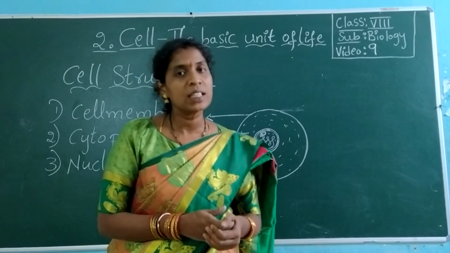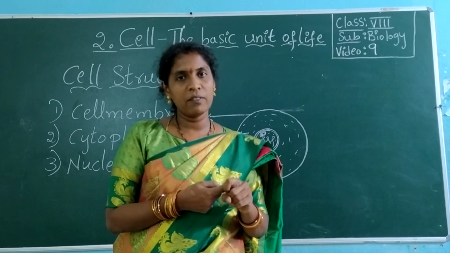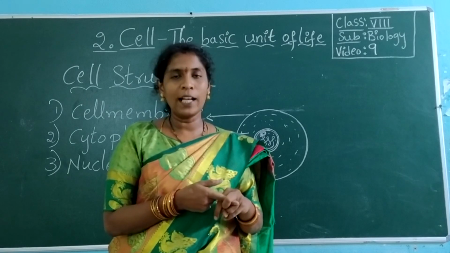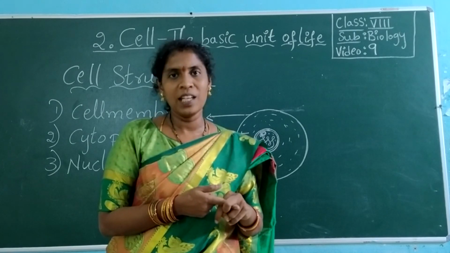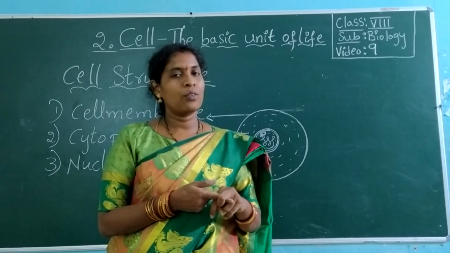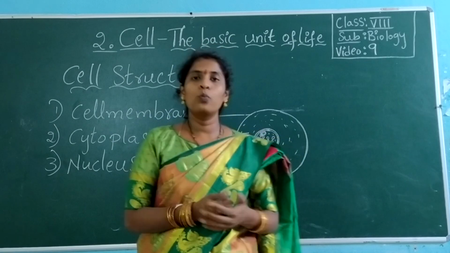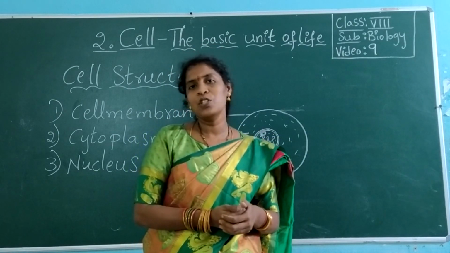So what did we learn today? We learned what is the shape of the cell, size of the cell, number of cells, volume of the cell, and the common structure of the cell. I hope you enjoyed, and in our next class we will have the differentiation of prokaryotic and eukaryotic.